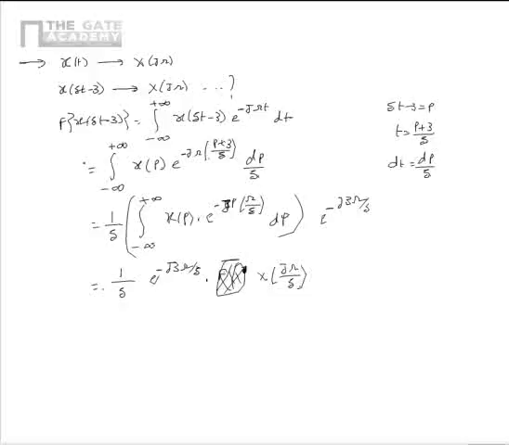So the derived version of x of t, which is x of 5t minus 3, has a Fourier transform of 1 by 5 multiplied by e power minus j3 omega by 5 multiplied by X of j omega by 5.